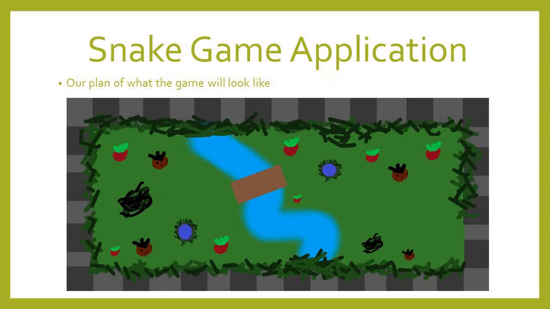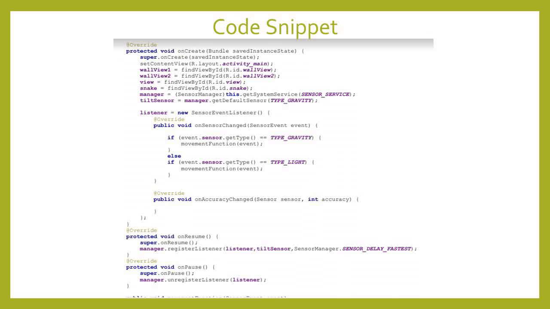As you can see from this screenshot, the plan for our snake game was very complex, with different ways to score points and hazards that forfeit points. And in this next screenshot, you can see a small snippet of the code that we produced with Android Studio.